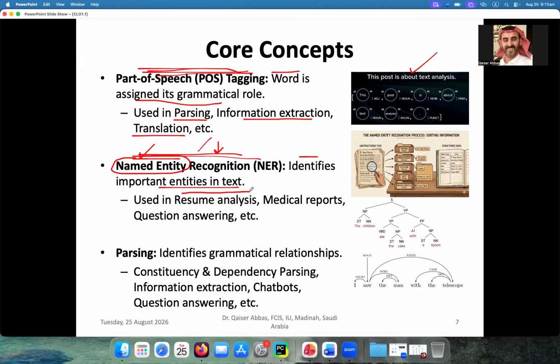Algorithms are automatically analyzing your CVs, selecting the better ones, and presenting them to the boss. In medical reports, they identify different things and present them to the doctor for further analysis. Question answering is a simple application: you ask a question, it gives you the answer. And we are using this NER approach there.